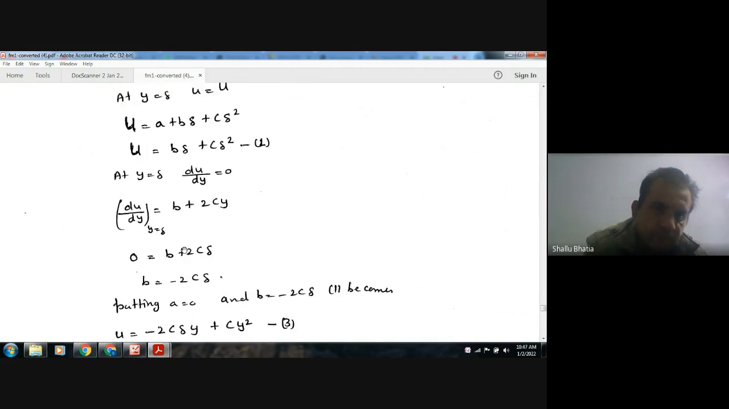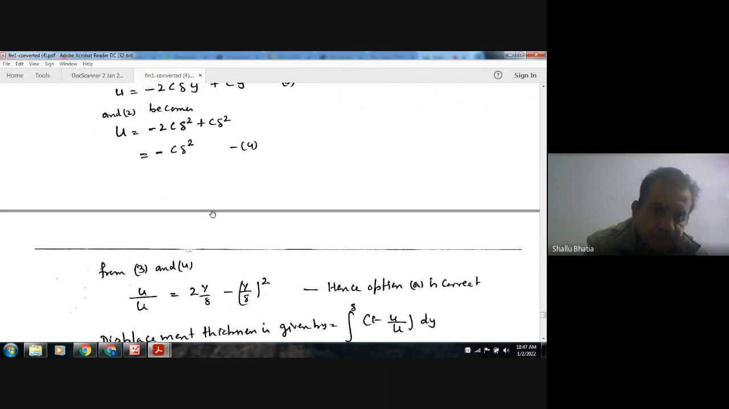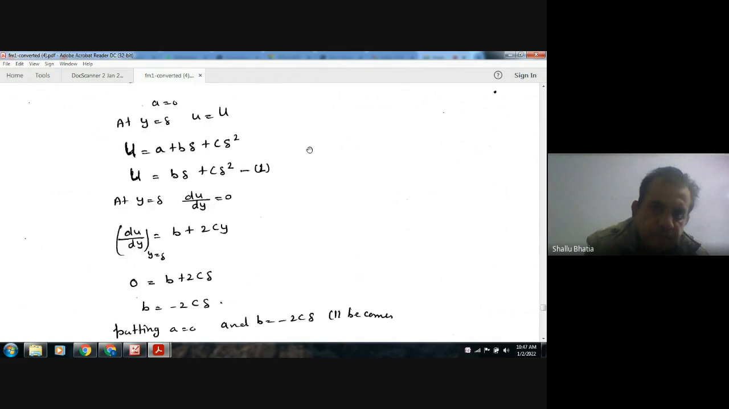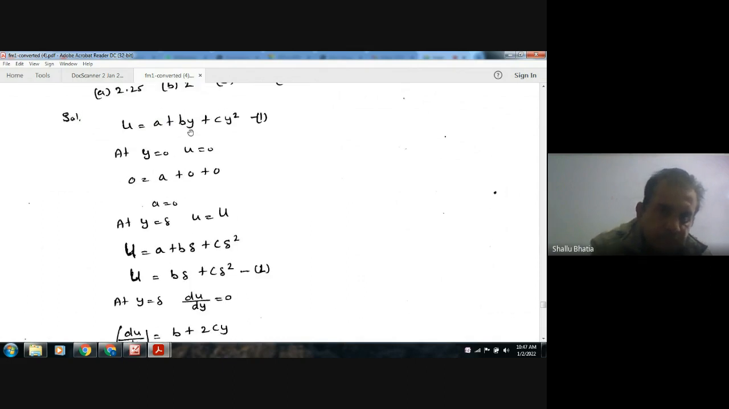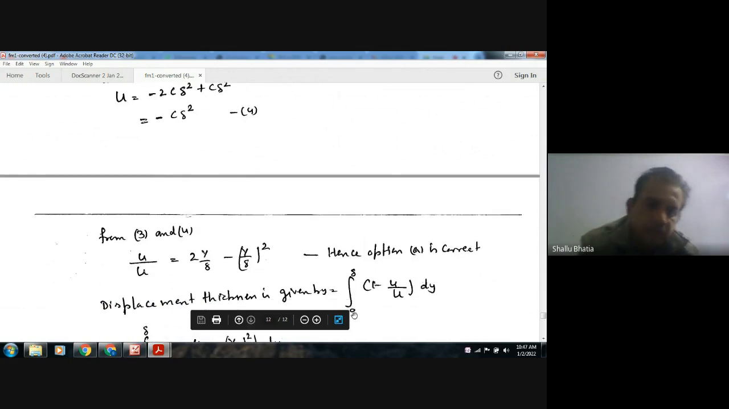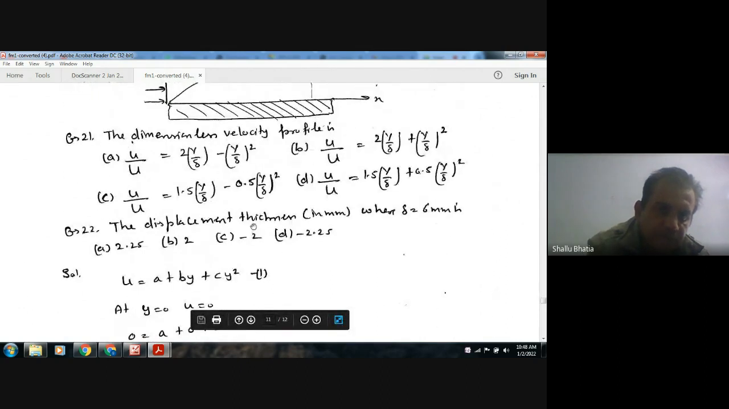Okay. And small u, put in the values of b and c. So b is minus 2c delta, putting here minus 2c delta and dividing it by c delta square, we get 2y by delta and here we get y by delta whole square. So option A is correct. Okay. Option A is 2y by delta minus (y by delta) square.